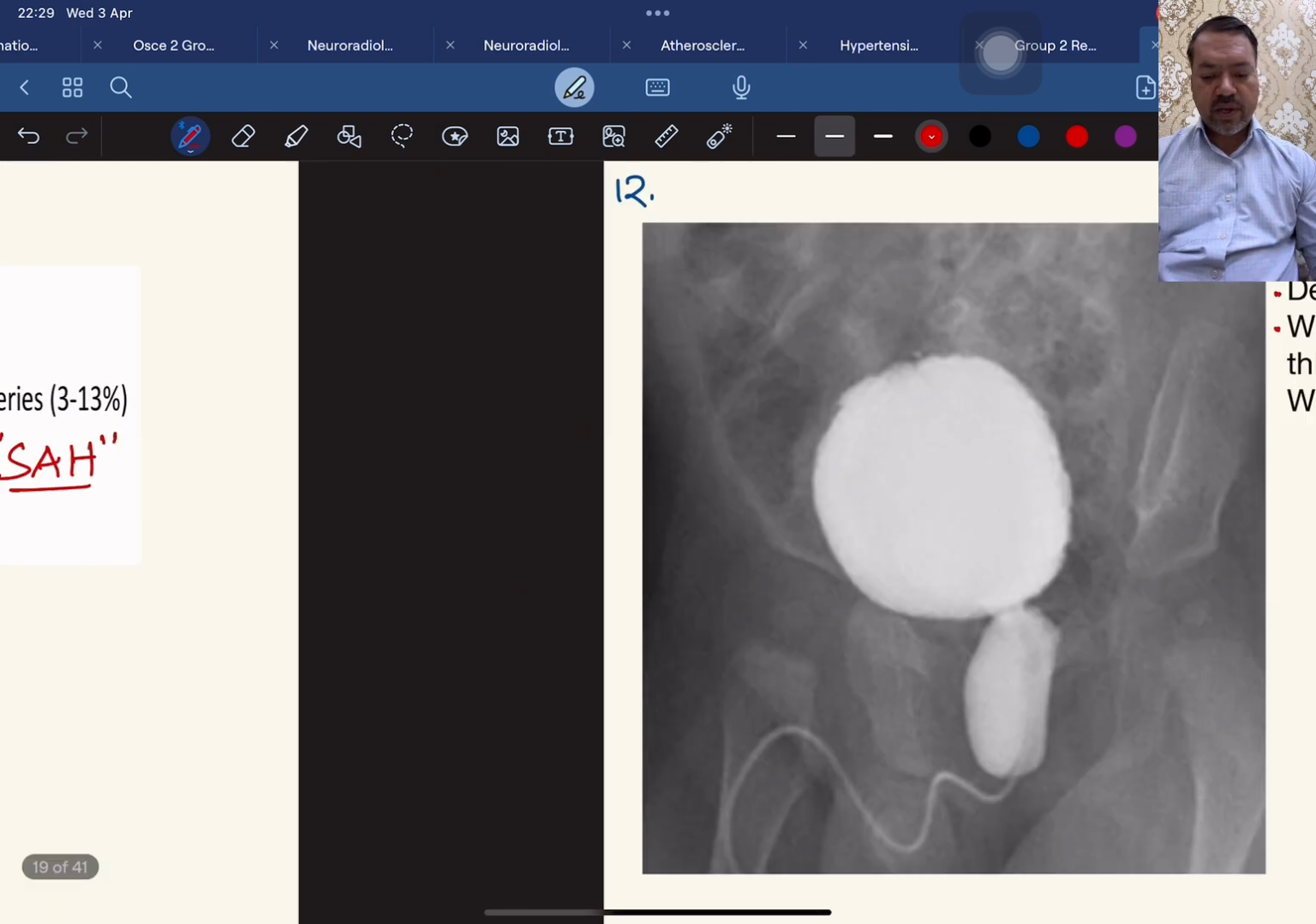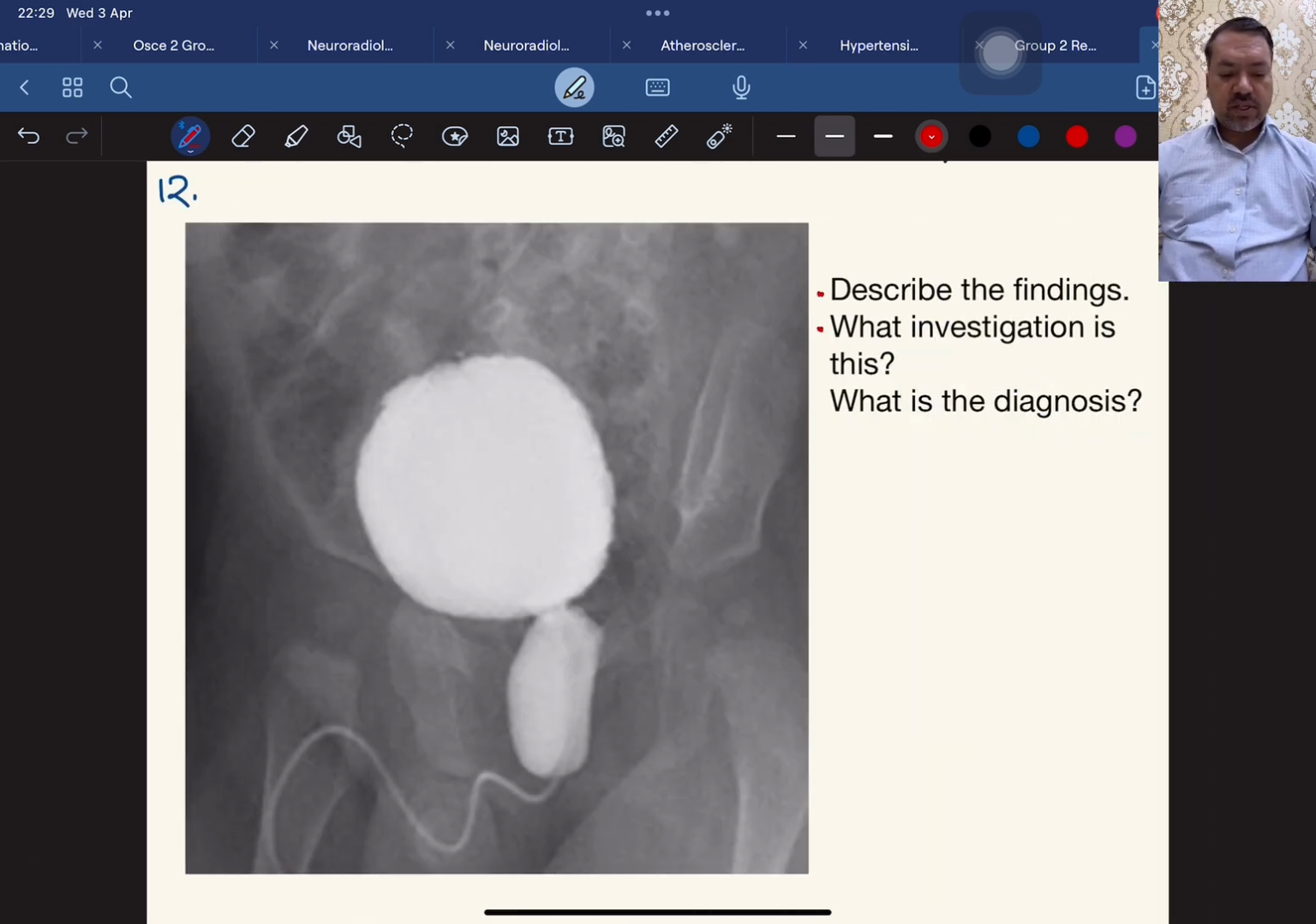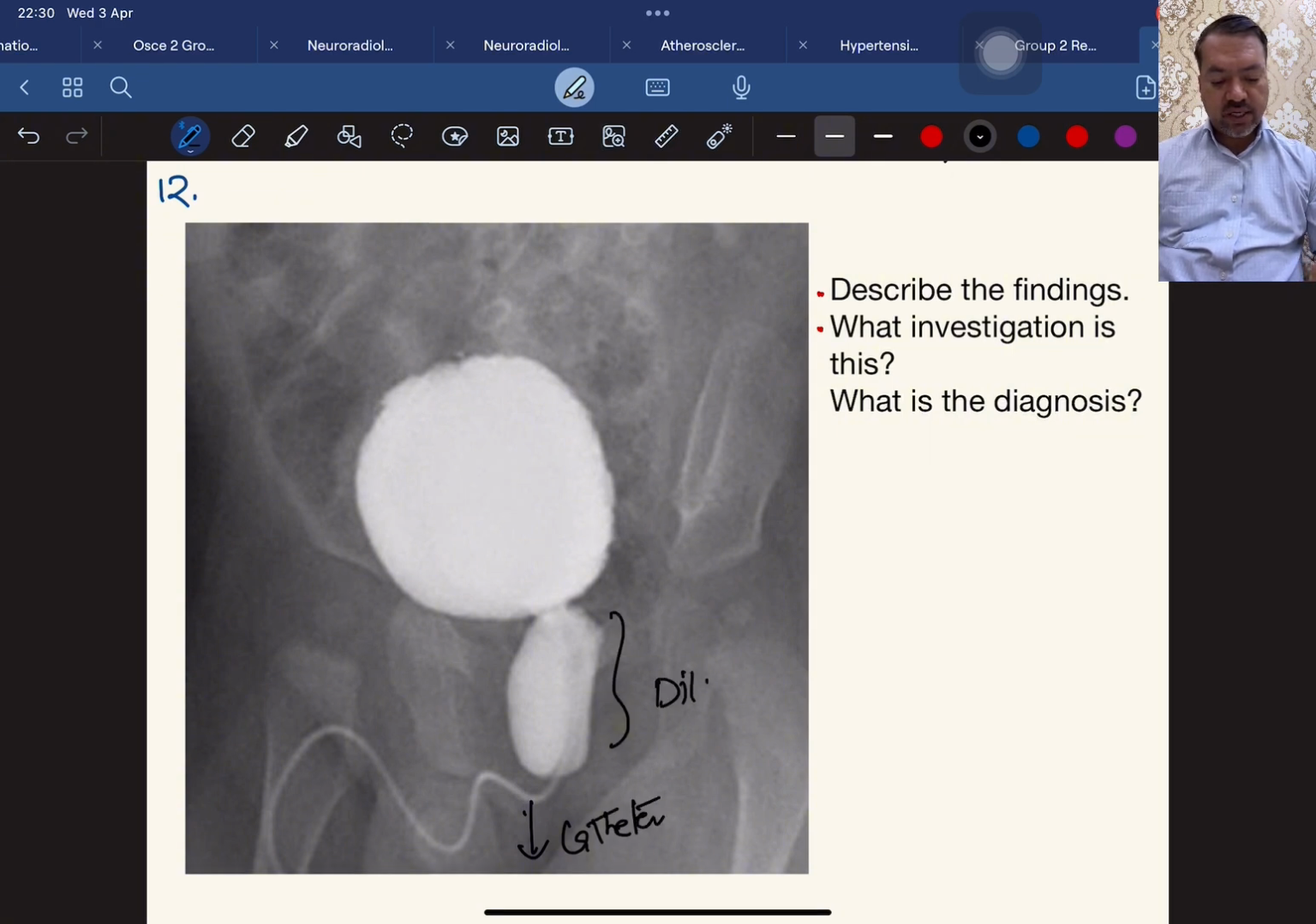Let's move further. Another case, look at this. Describe the findings of this radiological investigation. First, we should identify what type of radiological investigation this is. So see here, there is a catheter which is inserted. This is the urethra, and this urethra is dilated. And this is the urinary bladder. So this urethra is dilated from this area upward. This is the neck of the urinary bladder.